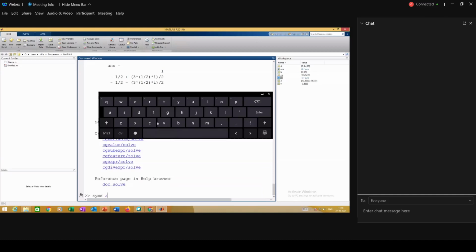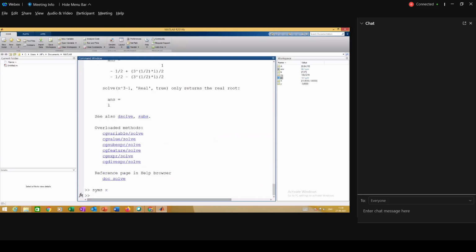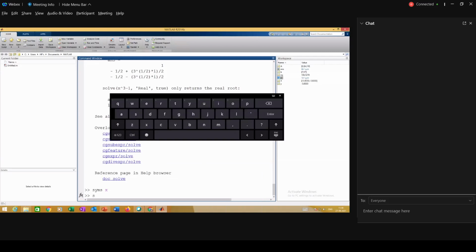Find x as a small variable. Okay. And then I say solve equations.